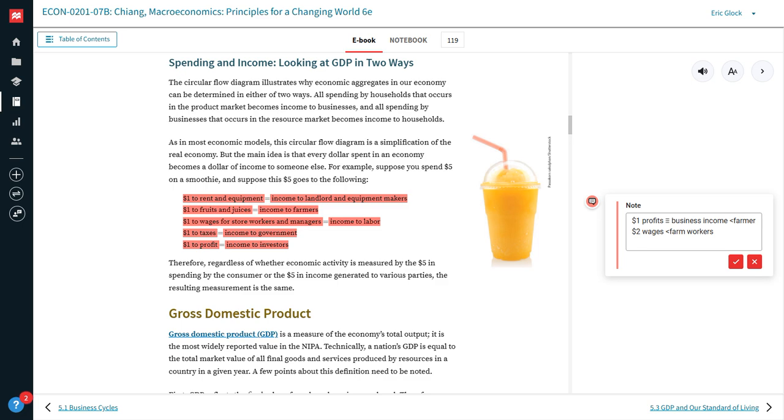Okay, so $1 of, I'm going to change this smoothie, by the way. It's not going to be a smoothie. It's going to be a fruit juice. And this fruit juice you are buying from a roadside orchard stand.